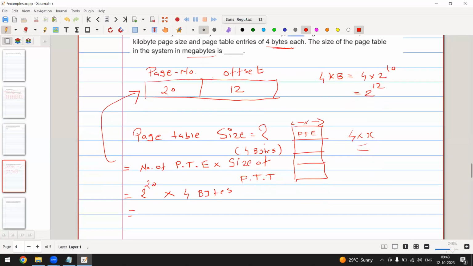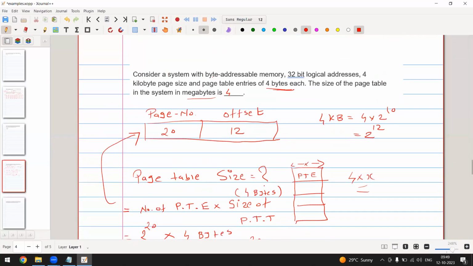So what is the answer here? It is 2 raised to 20 into 4, right? 2 raised to 20 is 1 MB. Sorry, so this is equal to 1 MB into 4. So the answer is 4 MB. So here the answer will be 4 MB.